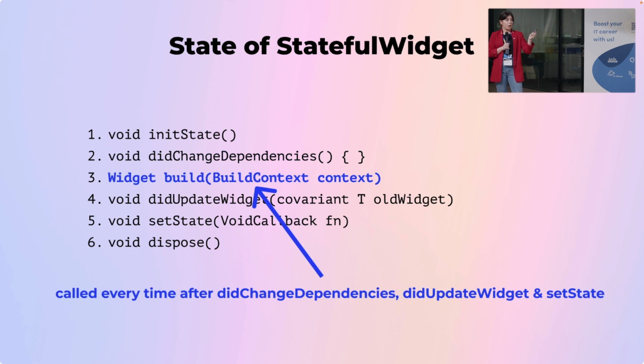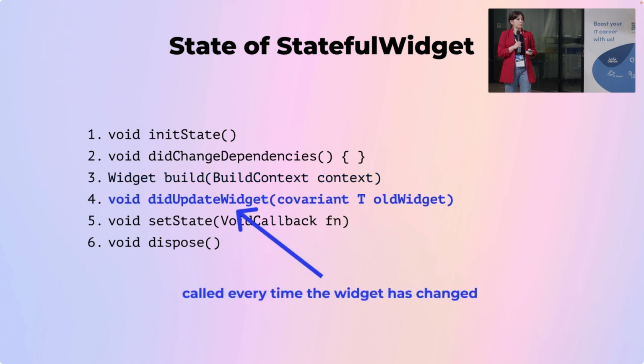The build method is called every time after didChangeDependencies, didUpdateWidget, and setState. This means also that you don't need to call setState in didChangeDependencies and didUpdateWidget. And in here, it's also safe to access MediaQuery, Theme, and so on, the widgets that you need updates from, because it will always be called after didChangeDependencies, so it's safe. Then there is didUpdateWidget, which gets called every time the widget has changed, in case you need to do any recalculations based on the parameters passed to the stateful widget itself.